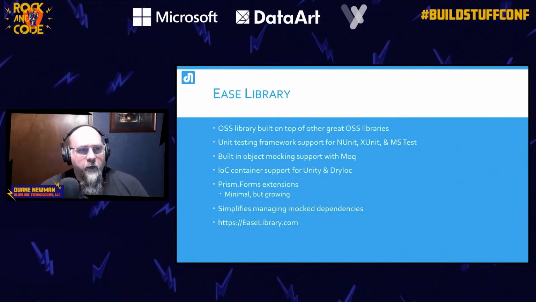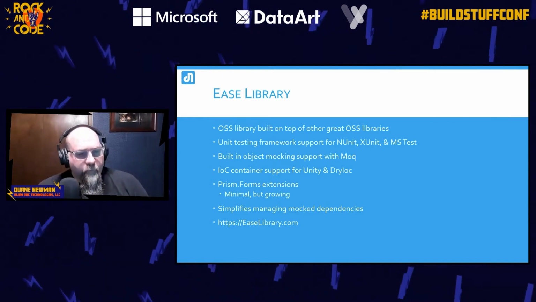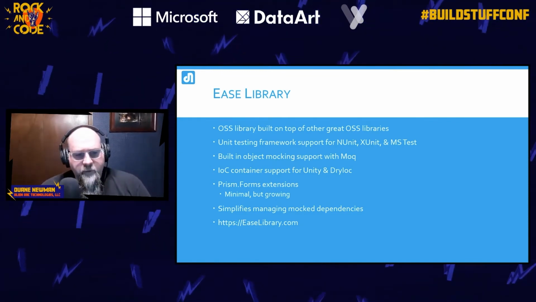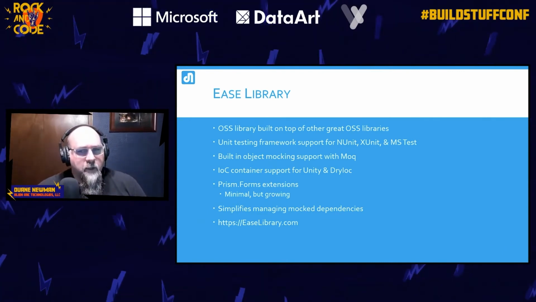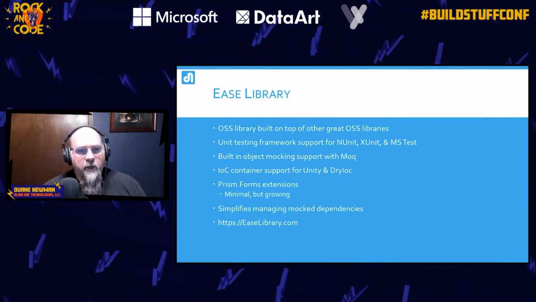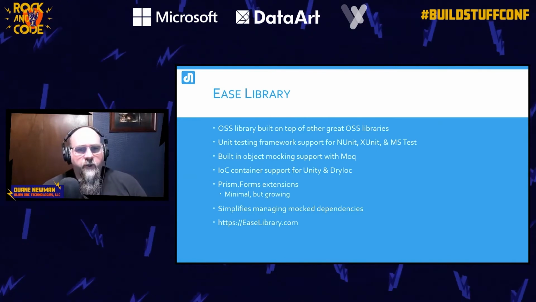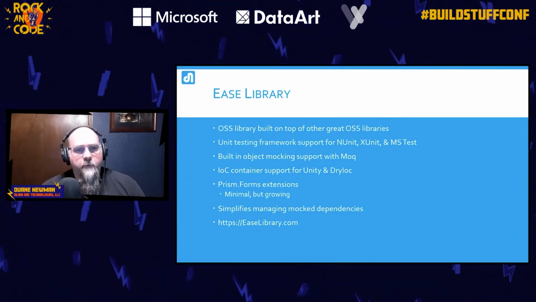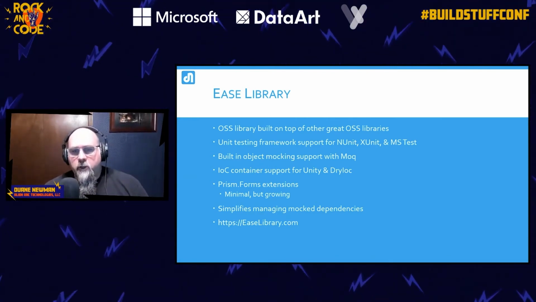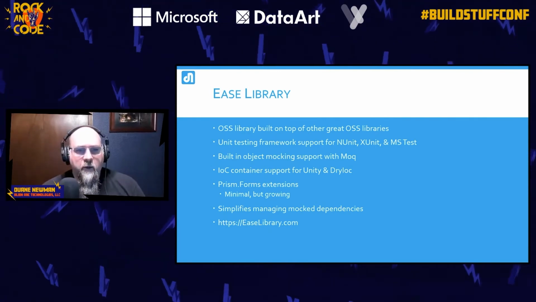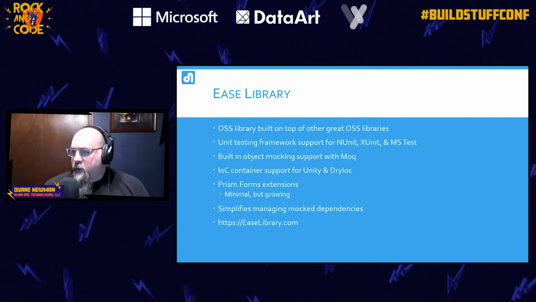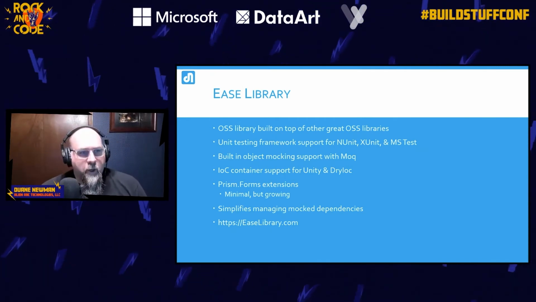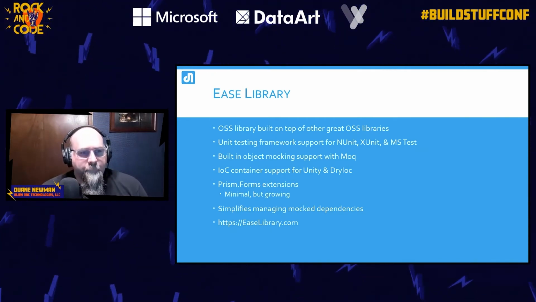So I created the Ease library, and you can find it at easelibrary.com. It's on NuGet out there, and it's had some growth over the last few years. It started out with just NUnit support for testing frameworks, and through some community support we've now got xUnit and MSTest added to it. So if you're using any of those three testing frameworks, this library has support for that.